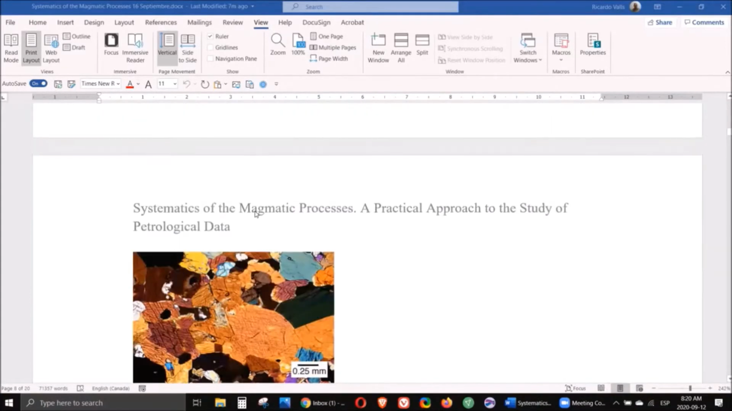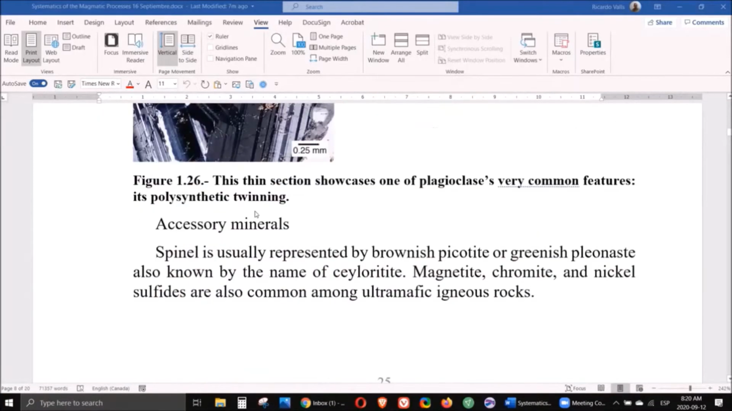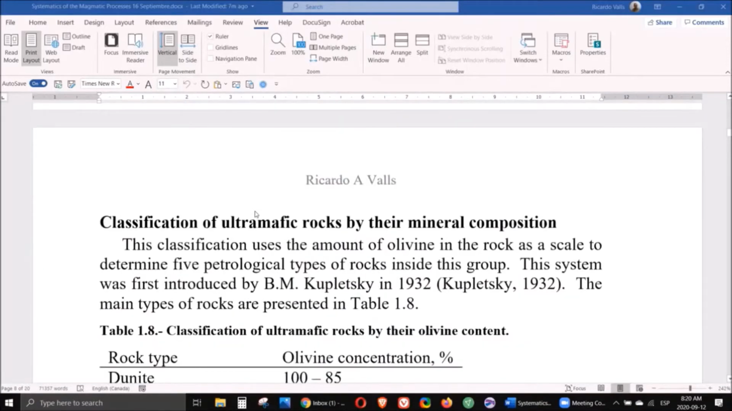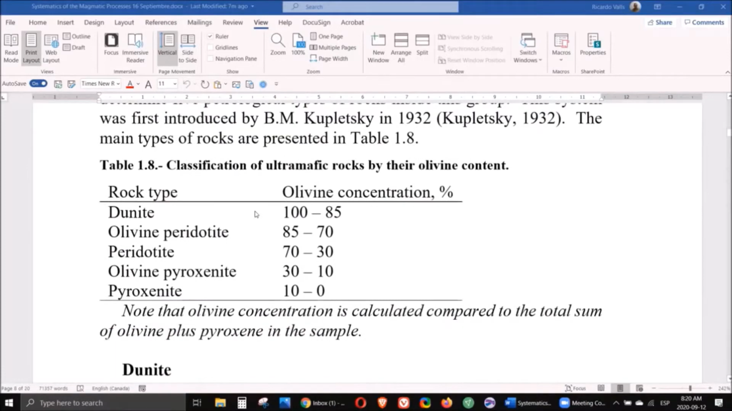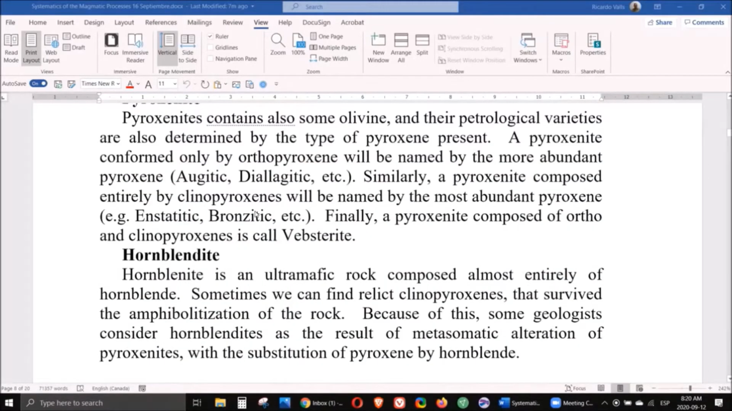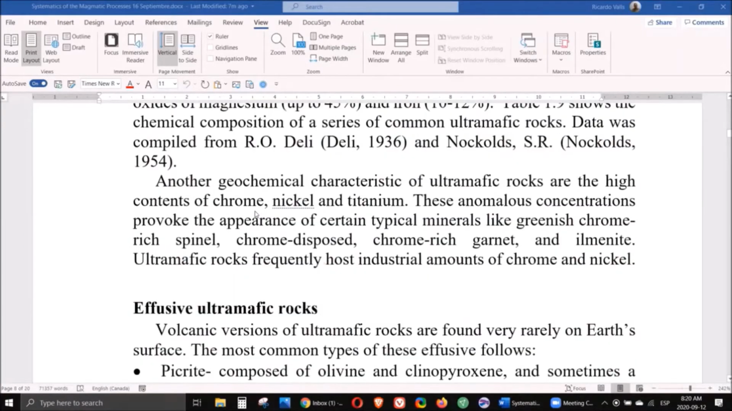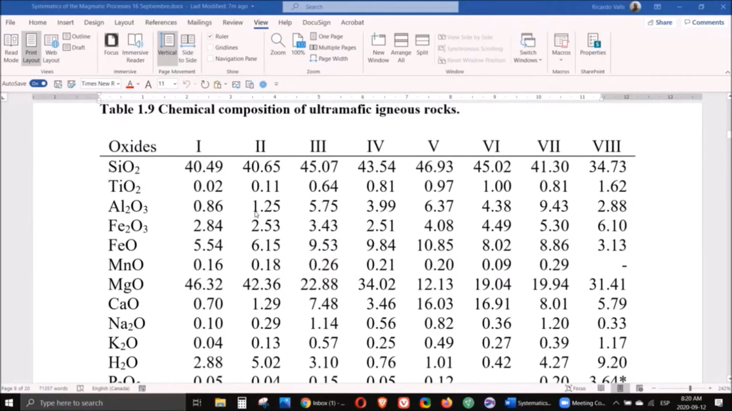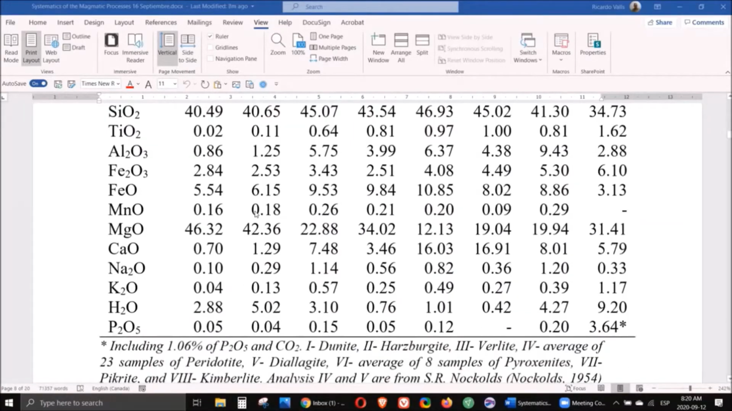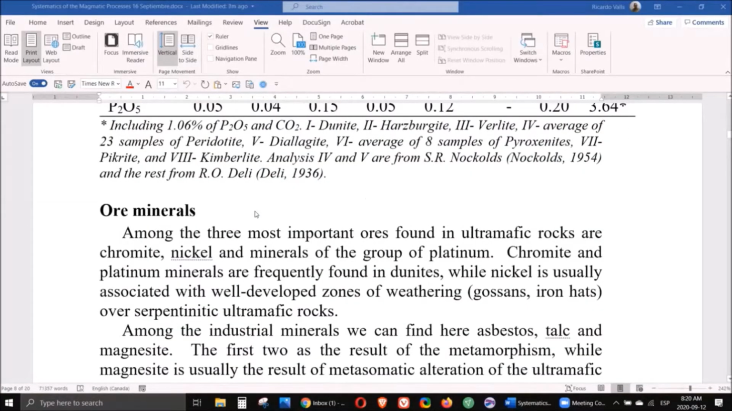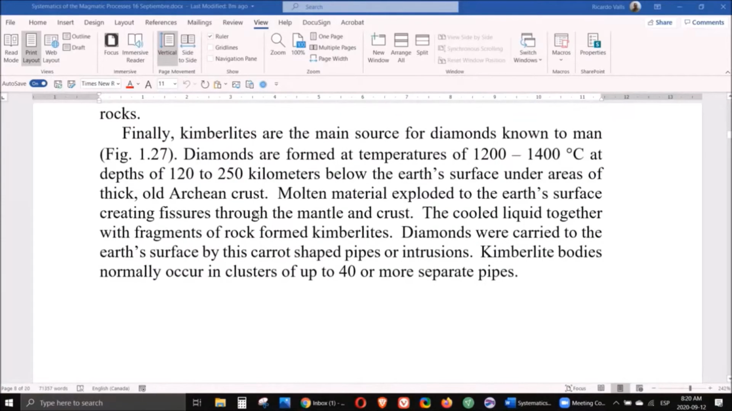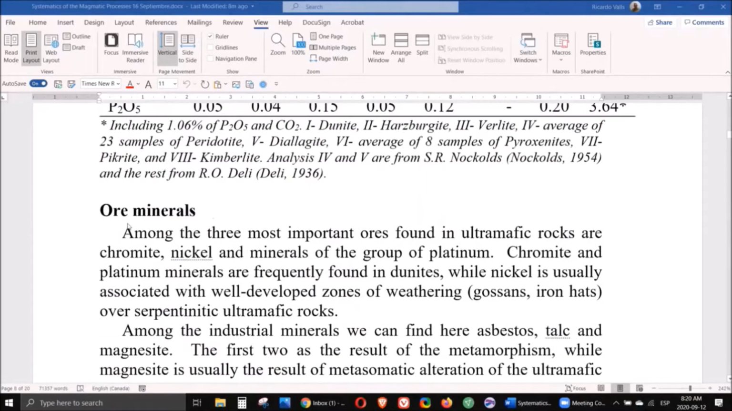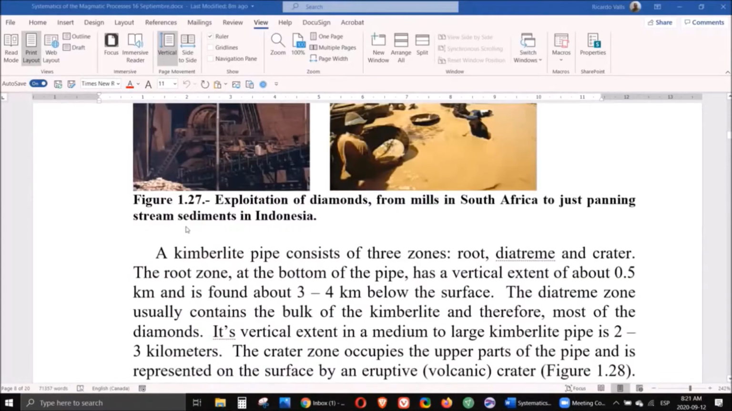So this first part of the book is very useful to give you an idea of what to expect when you're working in the field. It has all sorts of mineralogical and chemical descriptions, and it's divided for each type of rock, for intrusive and effusive. You have plenty of tables that you can use for normalization and to compare your results with these tables. And it also contains a chapter about the ore minerals that are commonly found in these types of rocks.